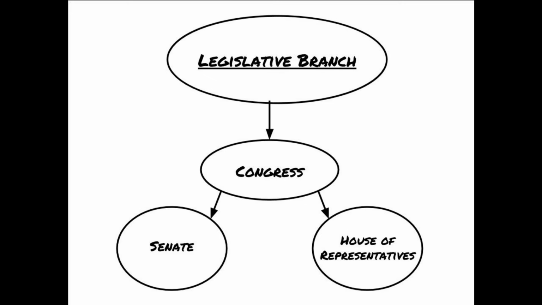The legislative branch consists of Congress, which is made up of the House of Representatives and the Senate. The Senate is equal representation, while the House is proportional, or population-based, representation. The purpose of the legislative branch is creating laws, amending the Constitution, controlling government finances, and declaring war.